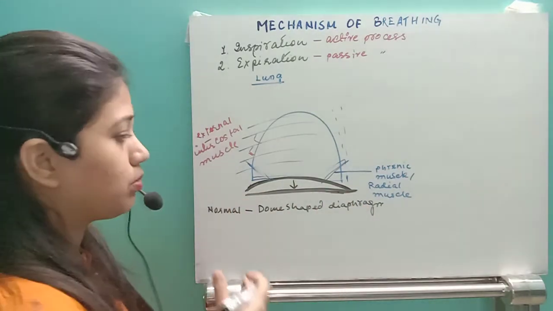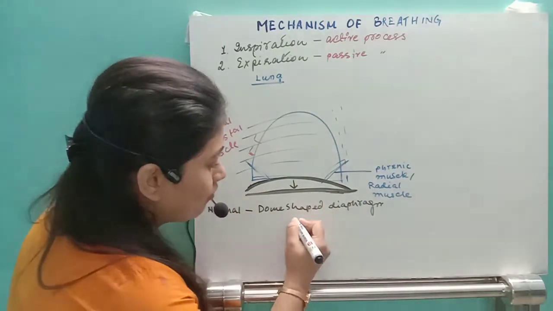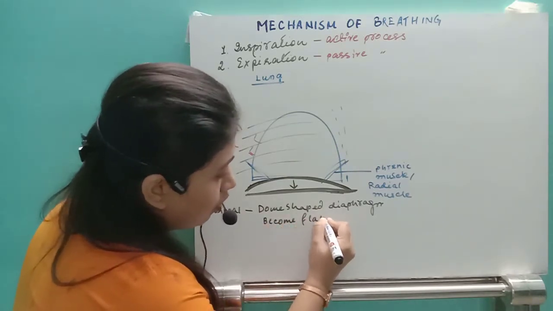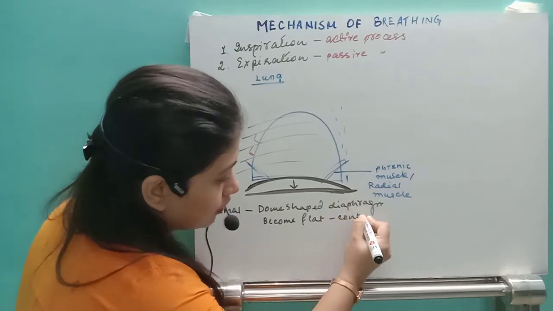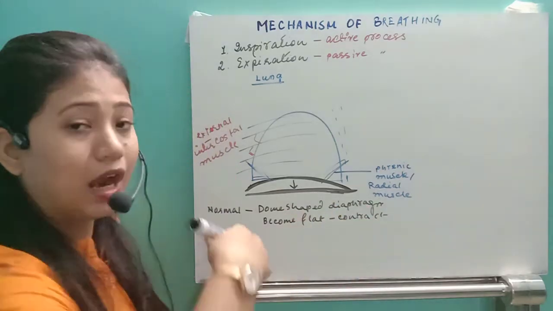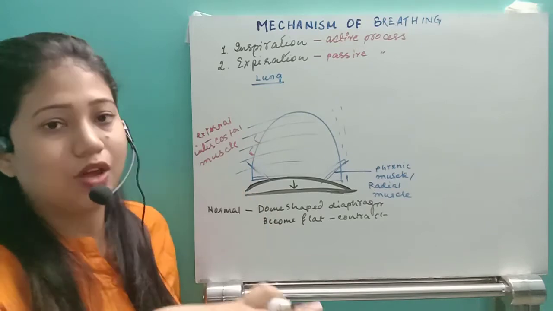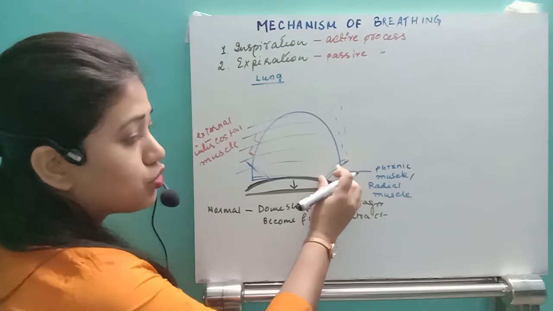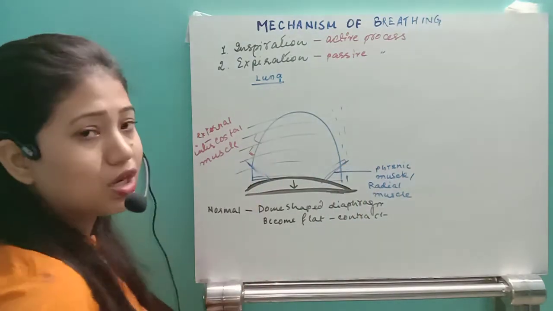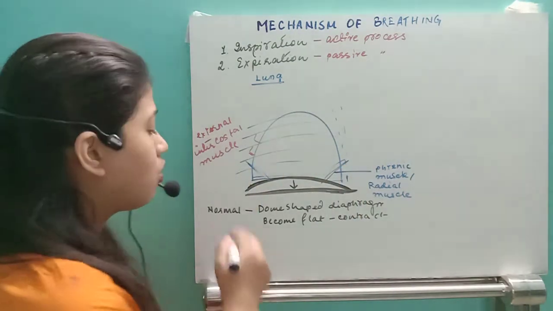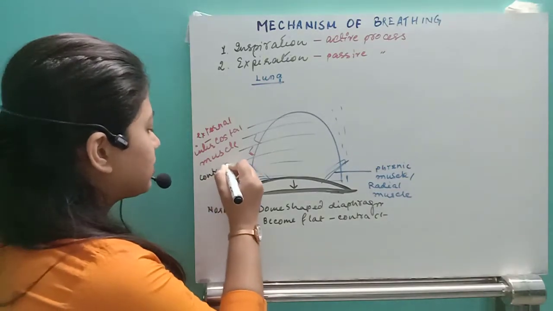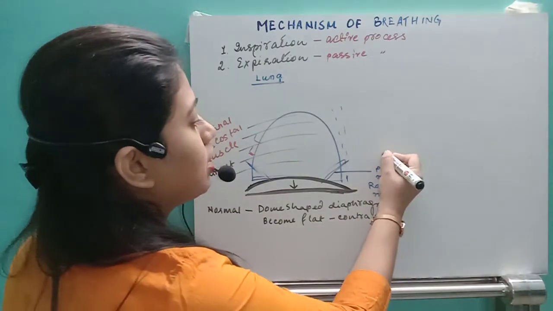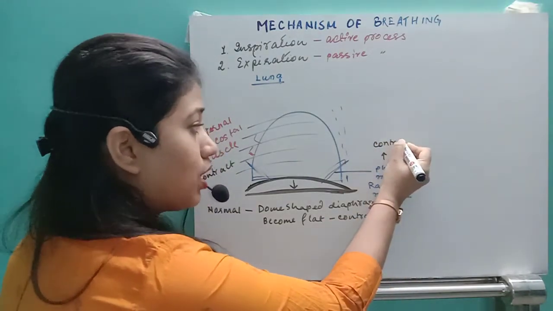Remember, whenever the diaphragm contracts, it becomes flat. Earlier the normal shape is dome shape, now it becomes flat. Then after that, the phrenic muscle will also contract, and the external intercostal muscle will also contract.